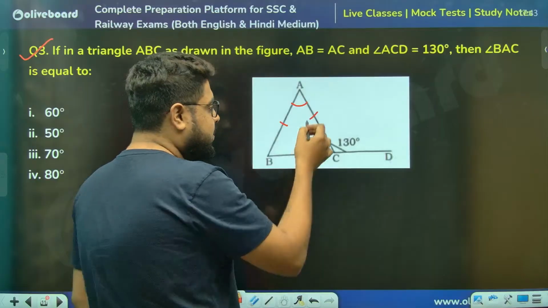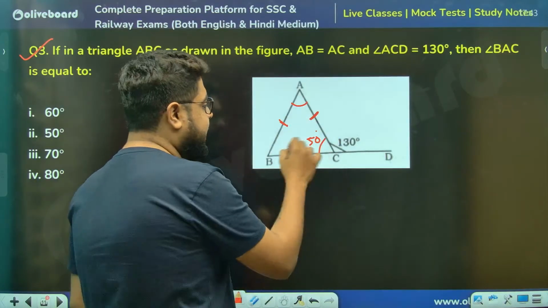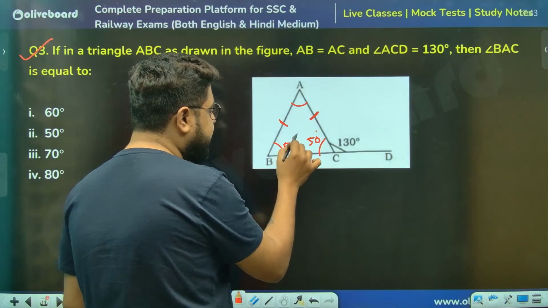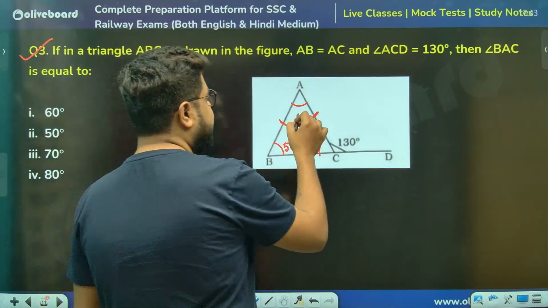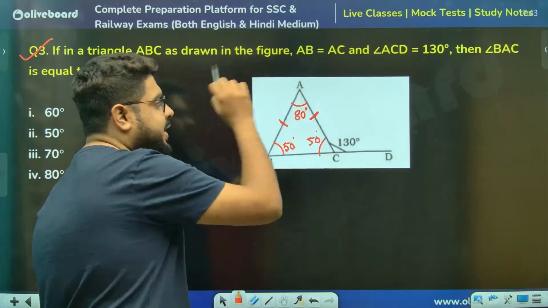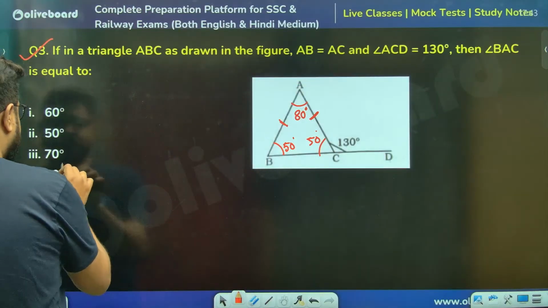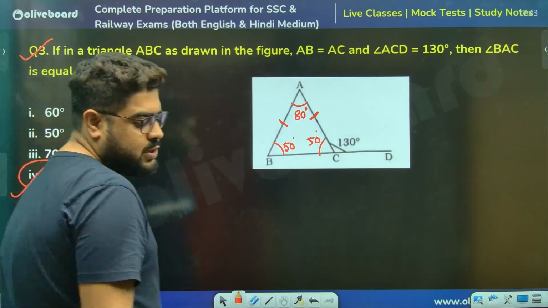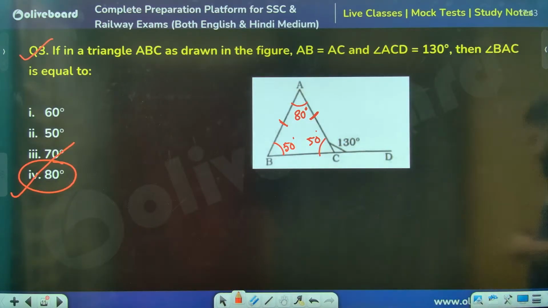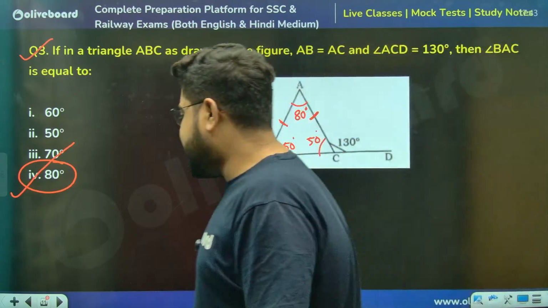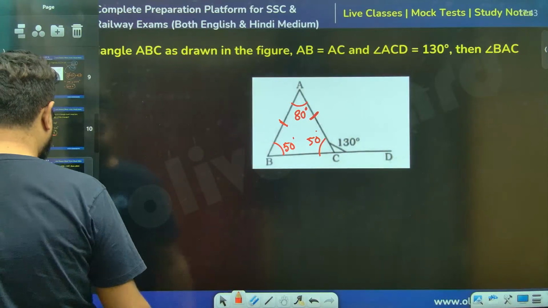Total 180. Now, if these two angles' sides are equal, angles must also be equal. This has to be 50 degree as well. 50 and 50, angles are equal. So this is 80 degree because the sum has to be 180 degree. So the answer is 80. That's done. Done and dusted. Clear, sir?